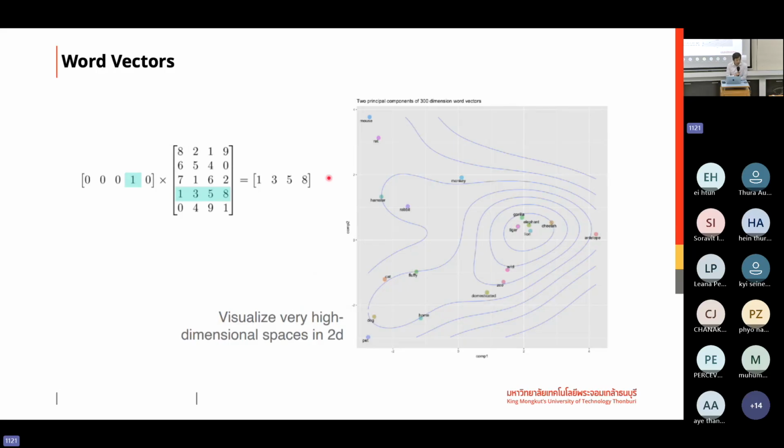Now, this is still a word vector, right? Having one-hot multiplied by the lookup, then you get the value. Words that have similar meanings like elephant, lion, tiger are closer to one another, but compared to some other thing, they will be far apart. These are from the principal components of 300-dimension word vectors.